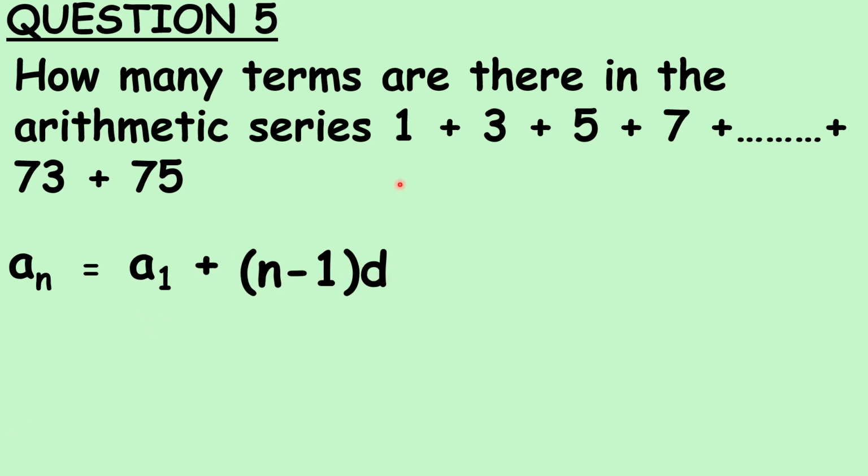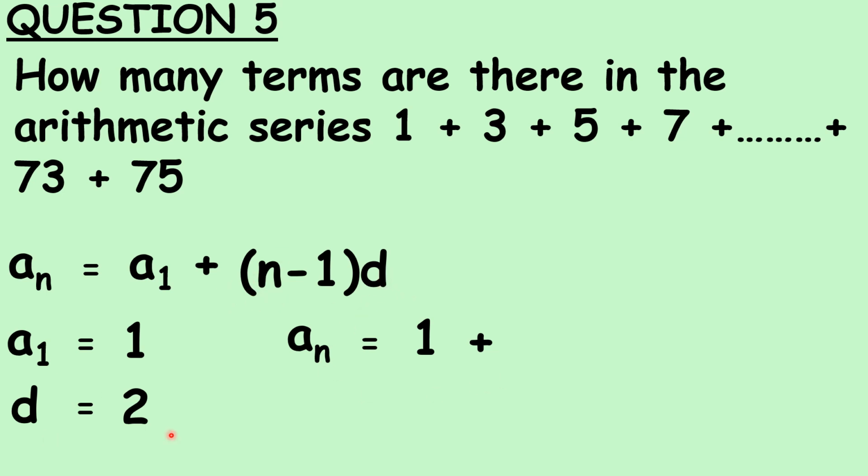What is our A1? Our A1 is the first term, which is 1. What is our difference? Our difference is 2. So A1 is 1, and D, the common difference, is 2. So An will, substituting into this formula, be equal to what? A1, which is 1, plus n minus 1. We don't know what n is, so we say n minus 1 times the difference. The difference is 2, so we'll put 2 here.